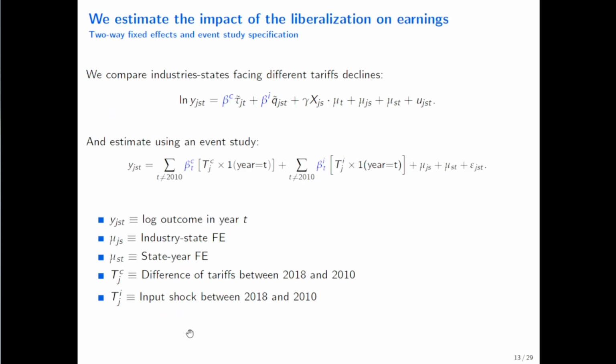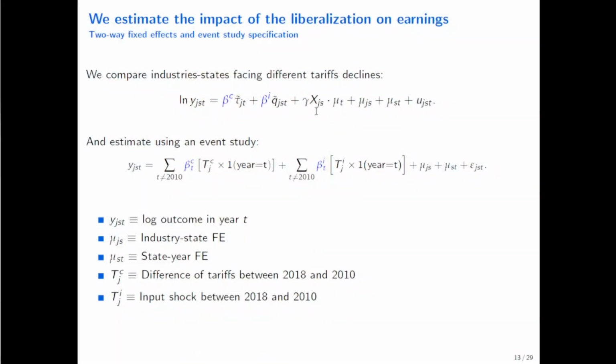Okay. Then we're going to run two-way fixed effects and event study specifications. The idea is to separate what is the input shock versus the competition shock. So our main regression is going to have the competition shock and the input shock, and we're interested in these parameters beta C and beta I. In many specifications, we're going to include a state time fixed effect, a state sector fixed effect. In some of them, we also include a sector time fixed effect, and we're also going to include a vector of characteristics interacted with time fixed effect.